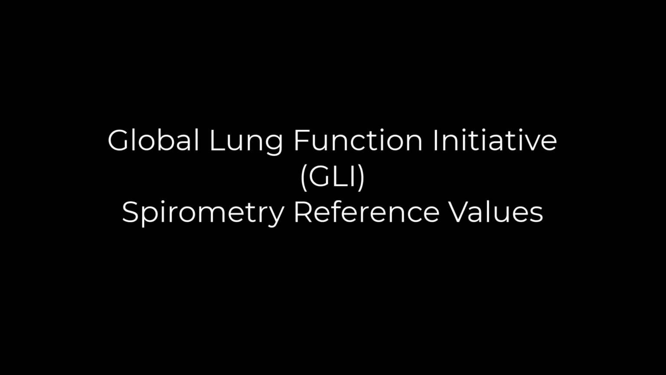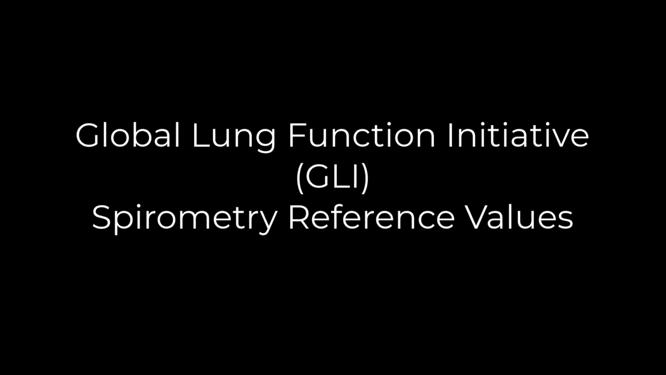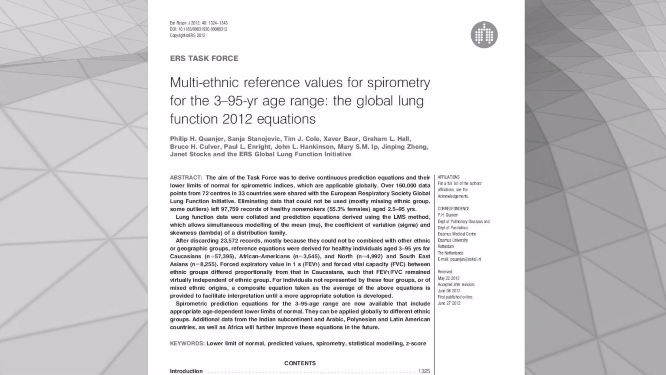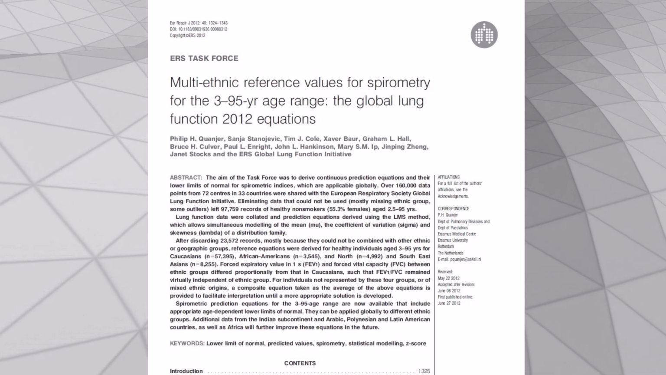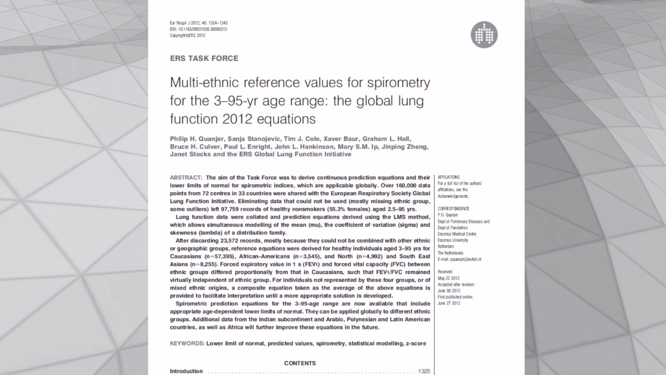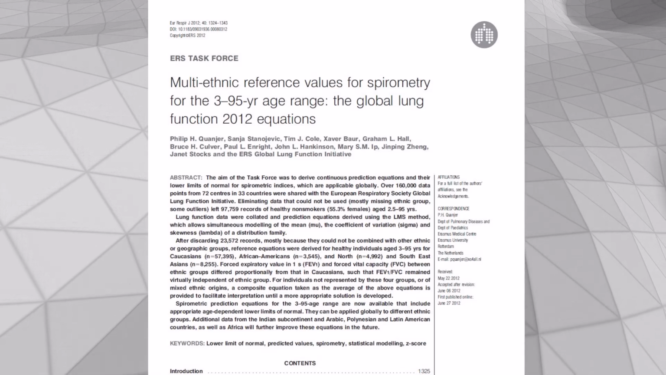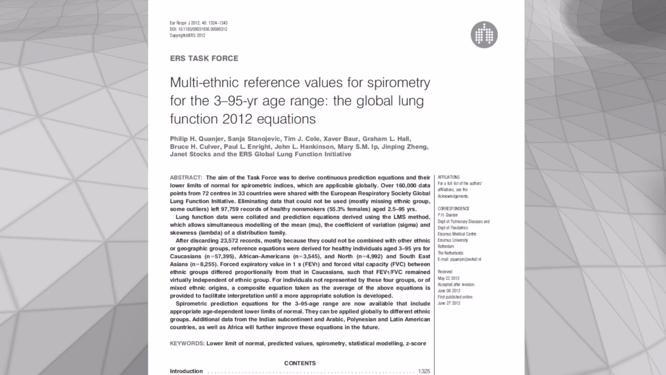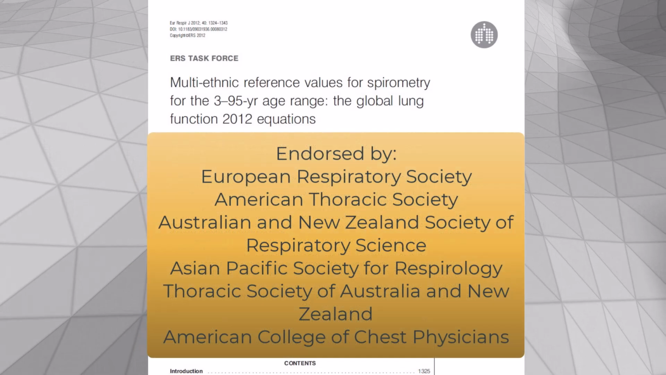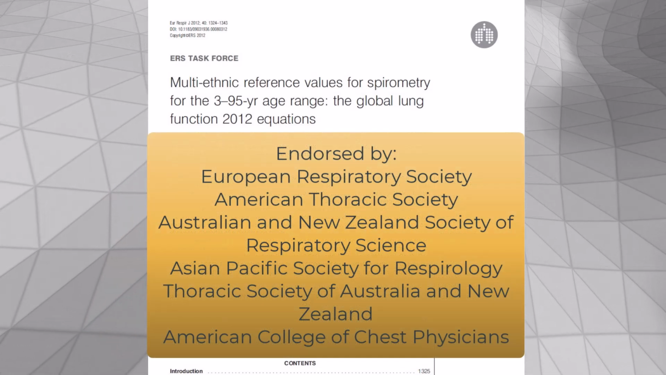In this video, we will cover the use of the Global Lung Function Initiative (GLI) reference values for spirometry testing, focusing on the GLI race-neutral or global values. In 2012, the ERS Task Force released a document that contained multi-ethnic reference equations for spirometry for subjects between 3 to 95 years old. These reference equations were the result of collecting data on over 74,000 subjects in 33 countries.